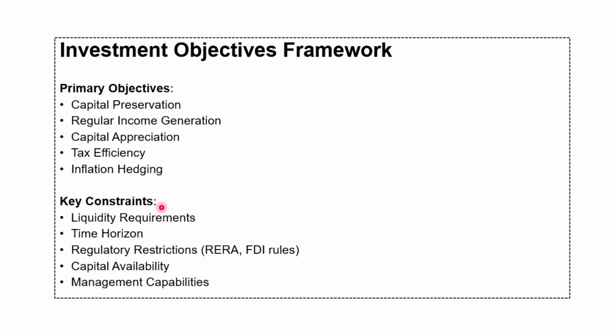Then for key constraints, we have liquidity requirements, time horizon, regulatory restrictions, and capital availability and management capabilities. So basically, primary objectives are there, and then we have key constraints, and these objectives and constraints work together to define your investment profile, which then drives all subsequent portfolio decisions. Getting this framework right at the beginning is crucial for long-term success.